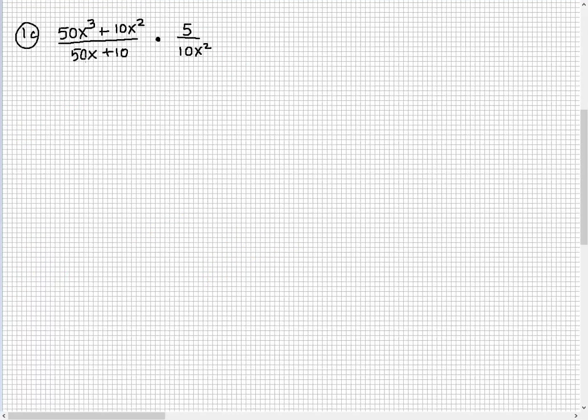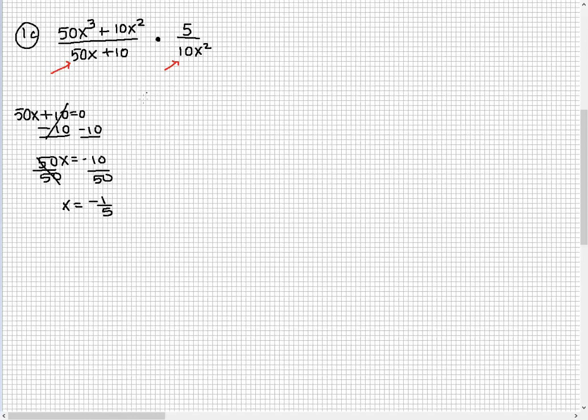All right, this is the next problem, 1C. And the first thing, let's get our excluded values. It's going to come from here and from here. Let's see. 50x plus 10 equal to 0. We subtract 10 from both sides. We get 50x equals negative 10. Divide by 50. We get that x is equal to negative 1/5.